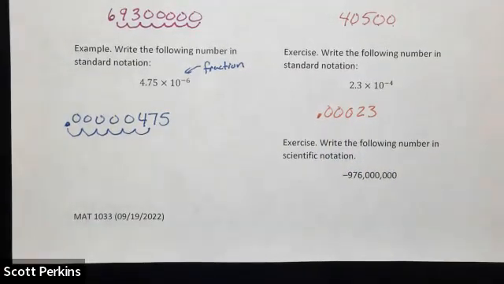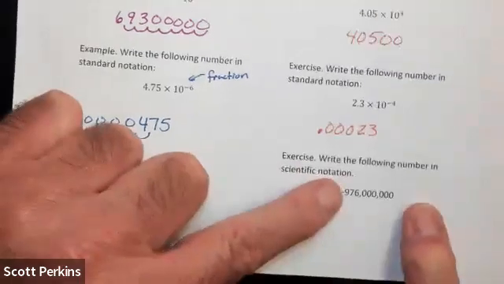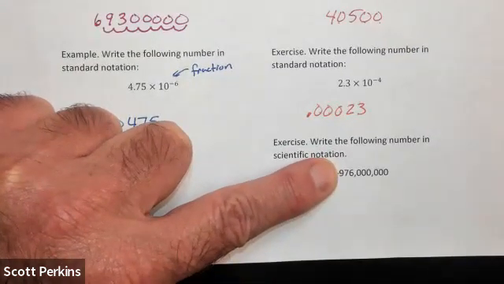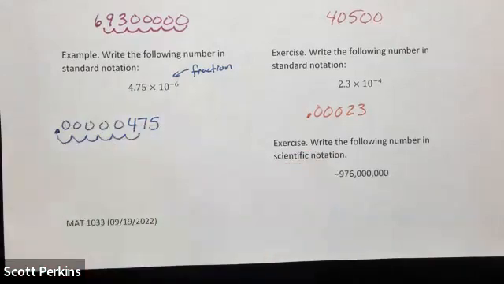The last problem for you is just write that number in scientific notation. I just don't want you to be confused about a negative in front of the number. Just put your finger over the negative and write the 976 million in scientific notation like you did before. And then once you're done, make it negative. Okay. That negative in front does not affect anything.